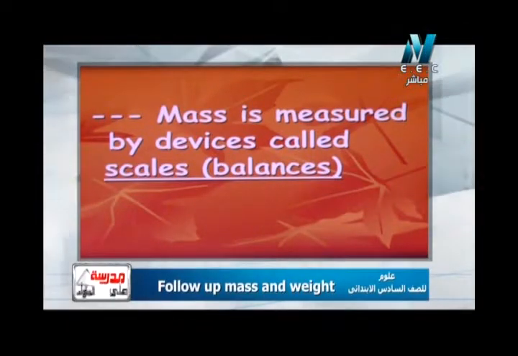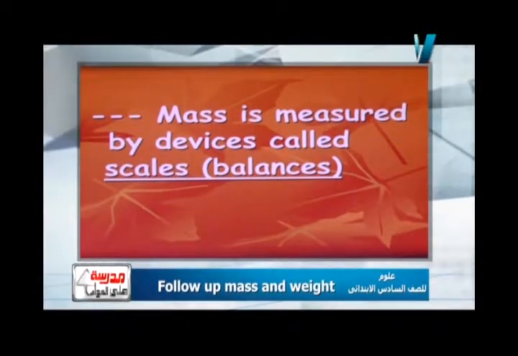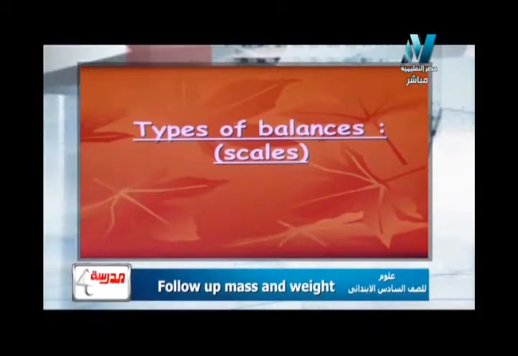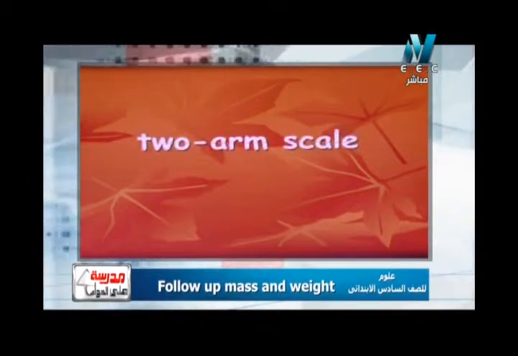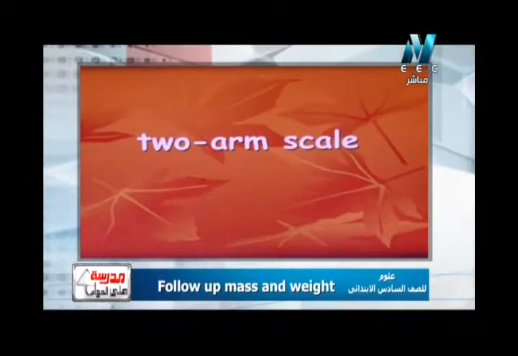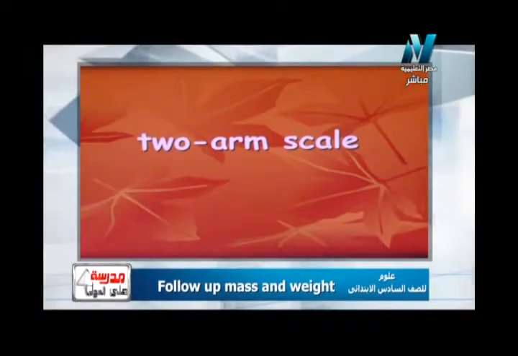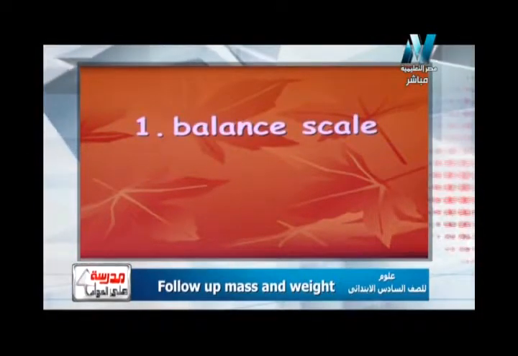يبقى الماس بنقيسها بجهاز بنسميه scale أو balance. طب في كام نوع من scale أو balance؟ We have two main types of scale or balances, which are number one, two arm scale. Two arm scale يعني ميزان ذو كفتين. Two arm scale and one arm scale.